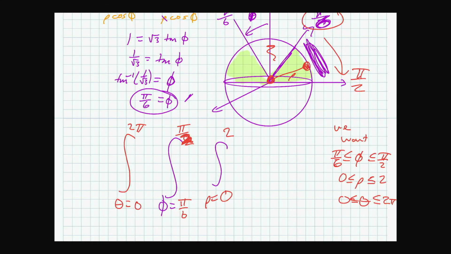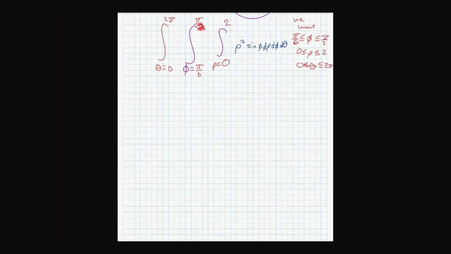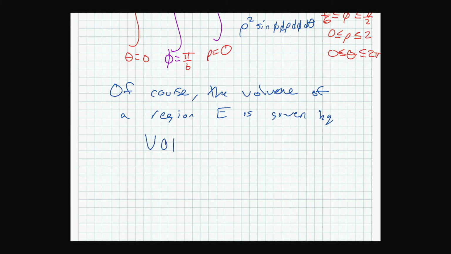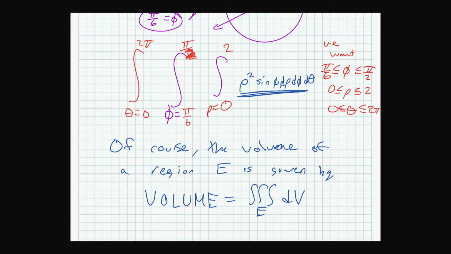So anyway, I hope that was helpful there. And then we would integrate rho squared sine phi d rho d phi d theta. And of course, I didn't say it, but the volume of a region, I'll say E, is given by volume equals the triple integral of just dv, right? We used that in the previous 2 sections, and we're using it again. So that's why we just integrated this. There was no f because we're just calculating a volume there. Okay.